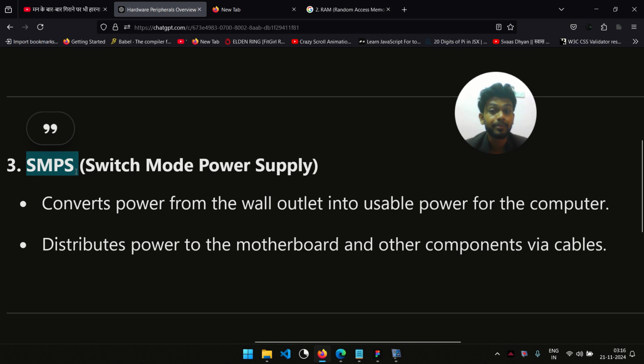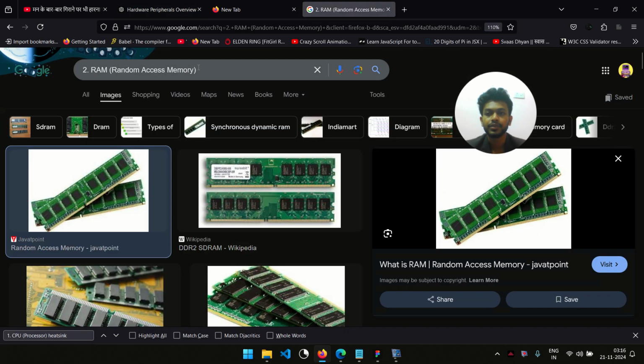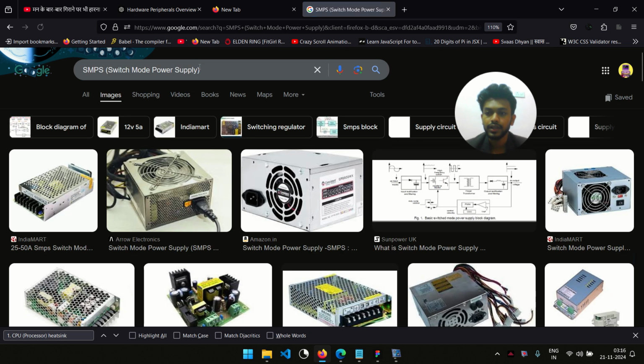These are SMPs. So power supply, switch mode power supply, converts power from wall outlets, the outlets in your house. Have you seen wall outlets, like the switches? It converts that into usable power for the computer. SMPs basically convert. Can you tell me what are SMPs? Just look at this.